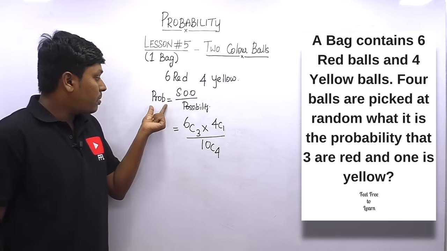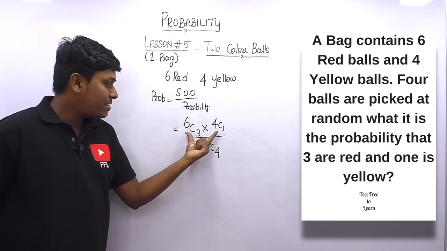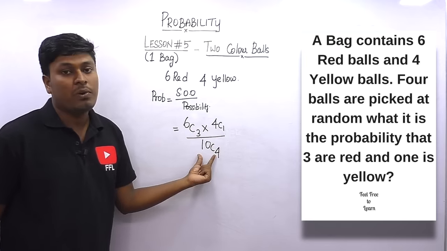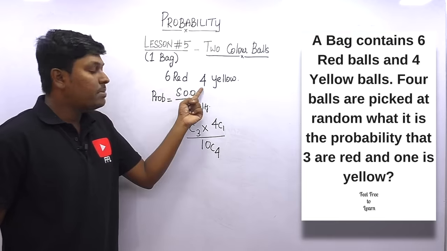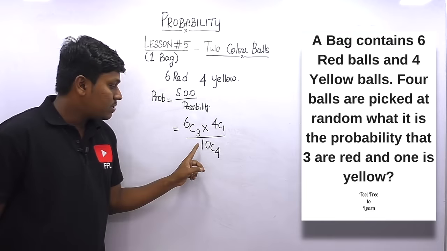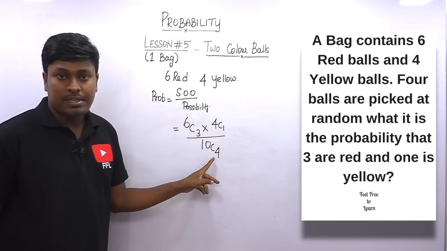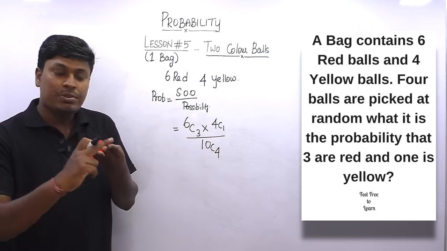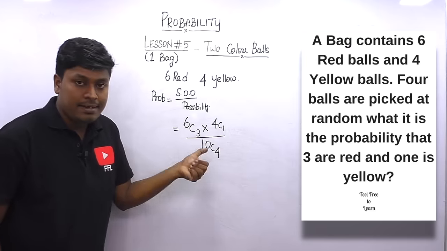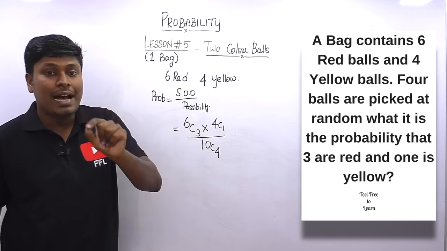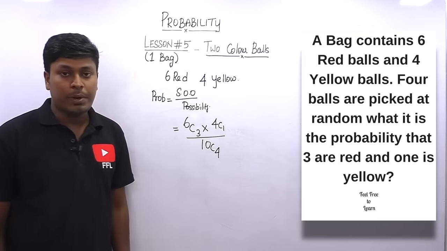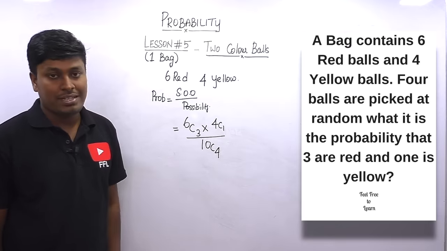Got it? So probability is equal to sum of observation, which we have calculated according to the question, divided by possibility, which means overall possibility. Out of 10 balls, our target is to pick 4 balls, so 10C4 is the overall possibility. And the numerator, sum of observation: out of 4 balls, 3 should be red, so 6C3, and, which is most important, the word "and" means multiplication, and 1 should be yellow, so 4C1. Now we need to cancel and find the value, right?